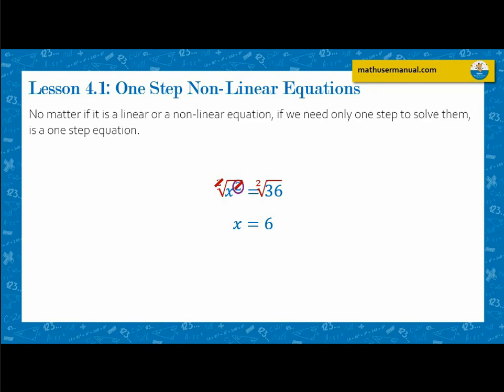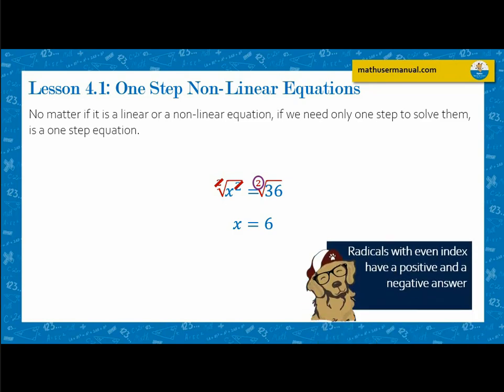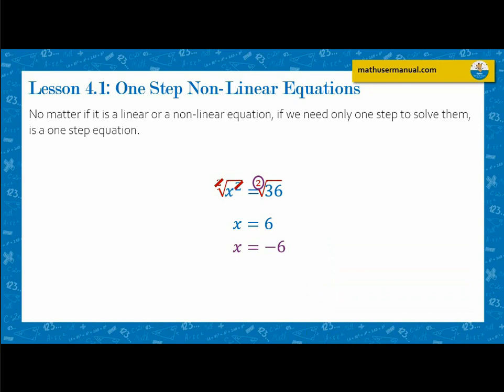But the problem is not over yet, because we have to take a look at the index of the radical. When the index of the radical is an even number, like in this case, 2 is an even number, we have a positive and a negative answer. So because the index of this radical is 2, our answer is positive 6, but it's also negative 6. And these two solutions are part of the answer.